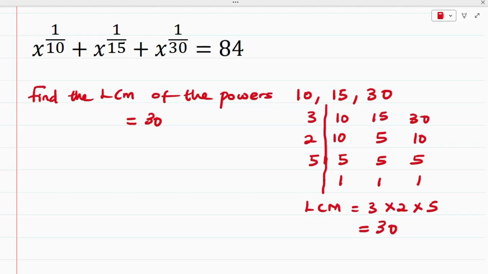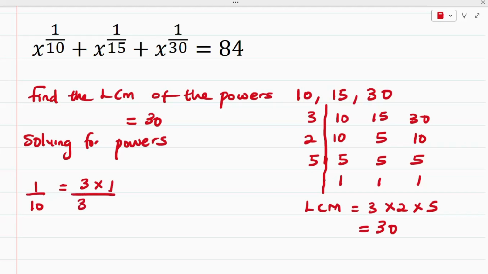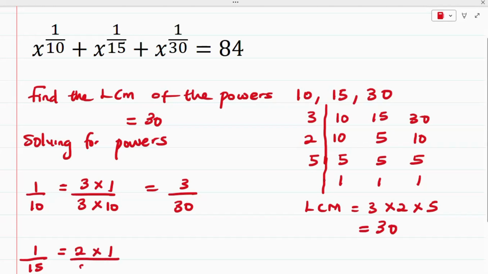Next is to solve for the powers. So we say solving for powers. Now we have the first power to be 1 over 10. 10 divided into 30 is 3, so we know that this can be written as 3 times 1 over 3 times 10, and this is 3 over 30. So we go for the second power, which is 1 over 15. And we know that 15 divided into 30 is 2, so we have 2 times 1 over 2 times 15, and this is going to give us 2 over 30.